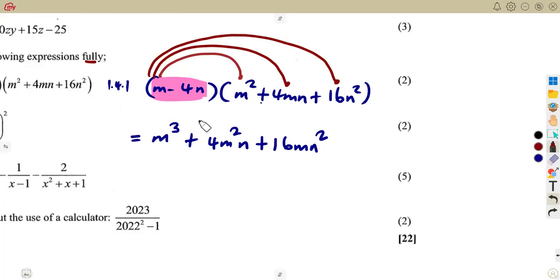That is it about the 4. We are done with the 4, I mean the m, this one. So let's move on to the minus 4n. Take note of the sign. There's a negative there. So that's negative 4n times what? Times m. Negative 4n times m, so that's negative 4m squared and n. So remember the order.